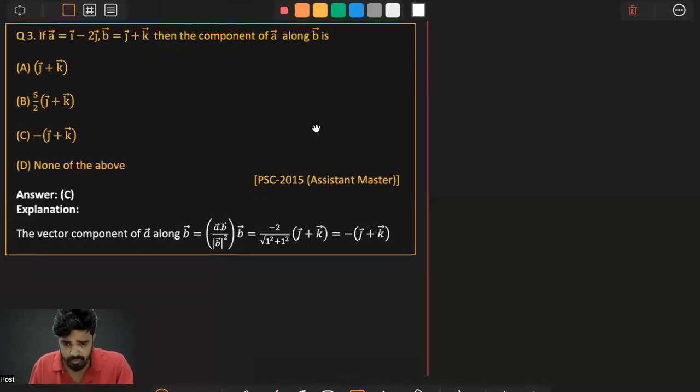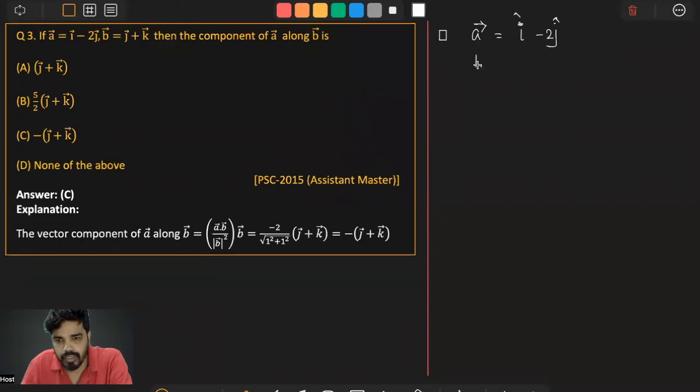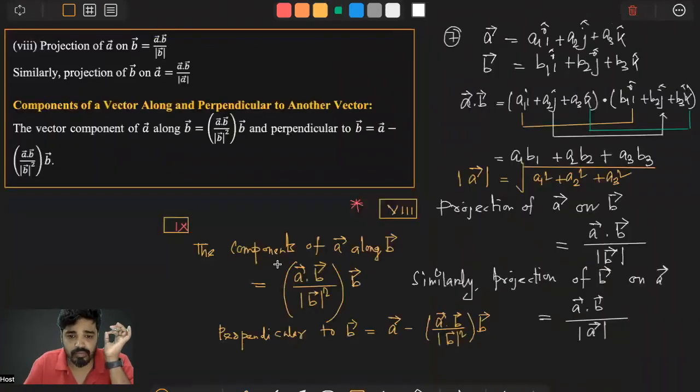What is the given? Here it is given that A is equal to i minus 2j, and B is equal to j plus 2k. The components of A along B, what is the formula? The components of A along B is A dot B divided by modulus B square, B. Just apply this property.